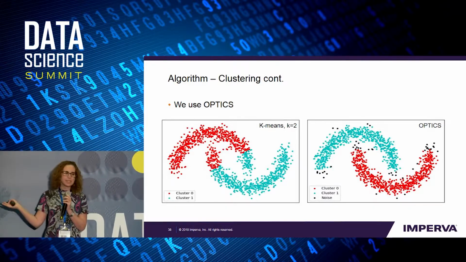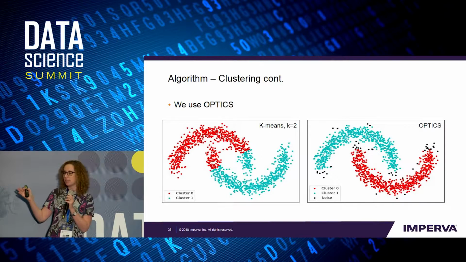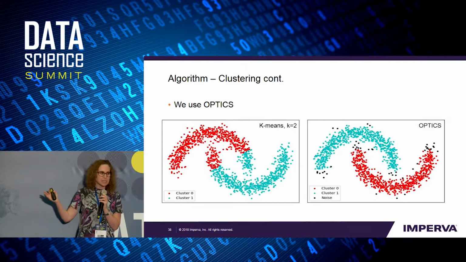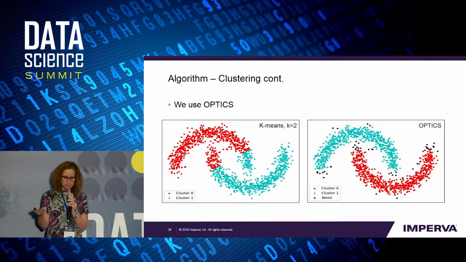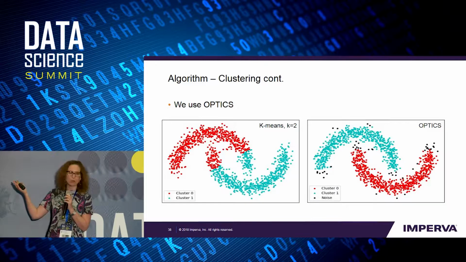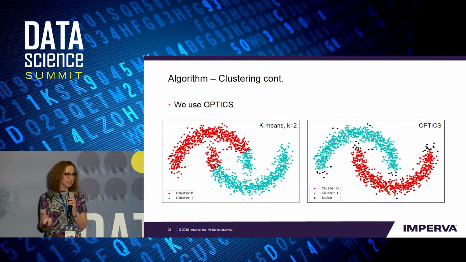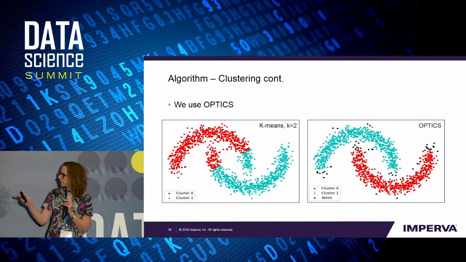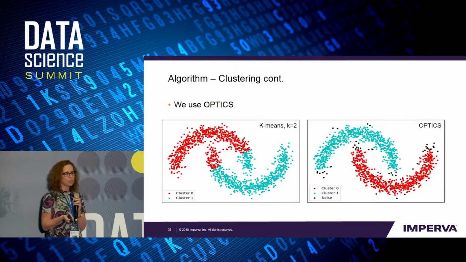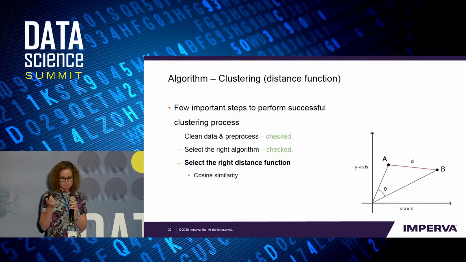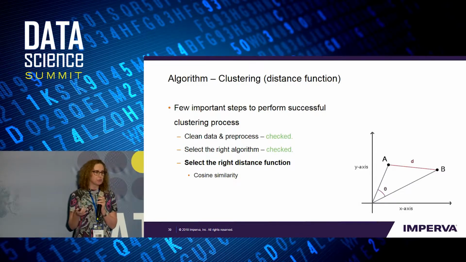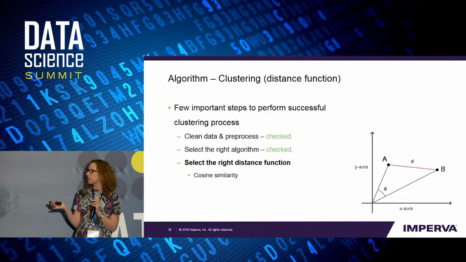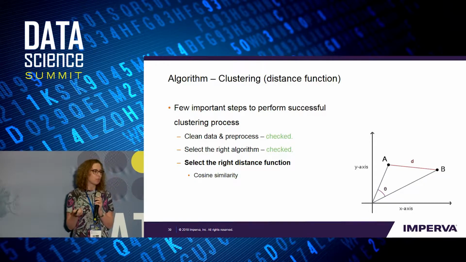And we can look at the example in the slide and see data that is clustered once by K-means with K equal 2 and once by the OPTICS algorithm. I think it's very easy to see that the OPTICS algorithm clustered the data correctly and also successfully identified outliers in the data. So now when we have the clustering algorithm, we need to choose our distance function. We chose cosine similarity because it suited our problem the best.